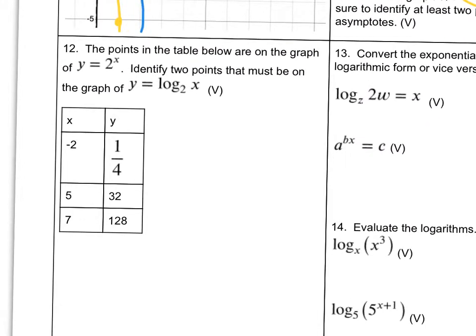For number 12, the big idea is that these are inverse functions. So 2 points that have to be on the graph of the log base 2 of x, given y equals 2 to the x, would be 1/4 comma -2. I just switched the x and the y. 32 comma 5, I just switched the x and the y. Or 128 comma 7, I just switched the x and the y.